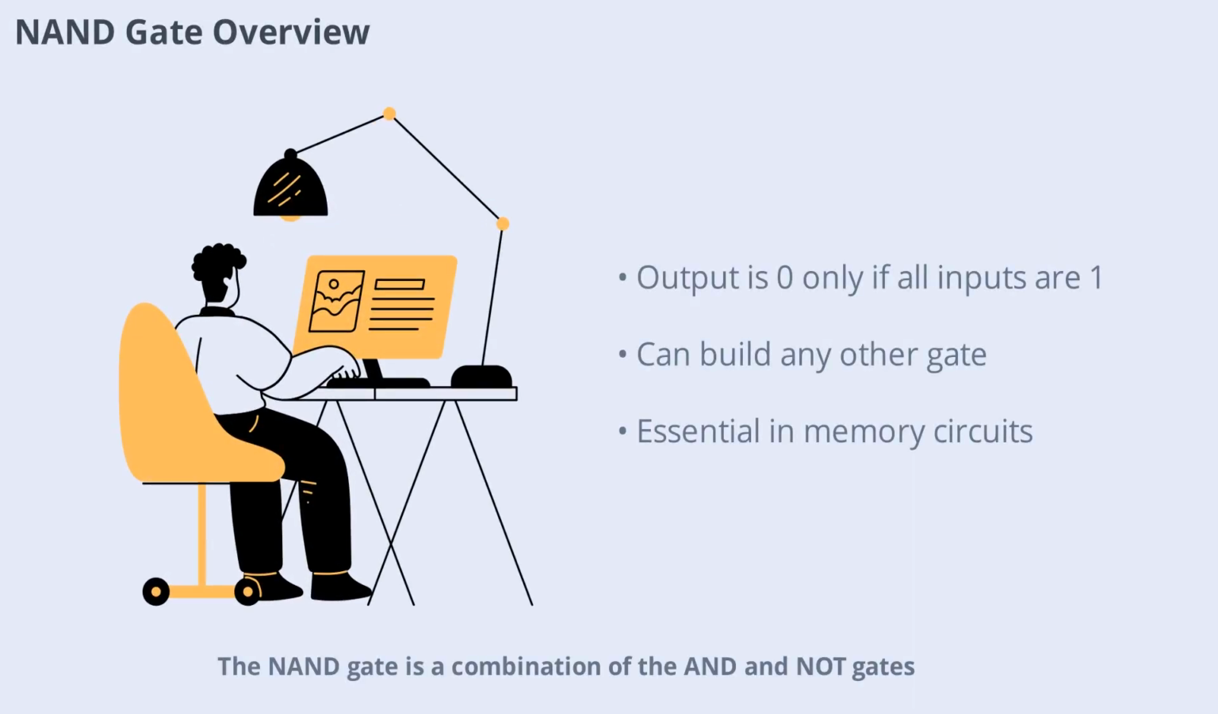The NAND gate is a combination of the AND and NOT gates. It outputs a 0 only when all its inputs are 1, otherwise the output is 1. This gate is widely used in digital circuits because it can be combined to create any other logic gate. NAND gates are the building blocks of memory and processing units in computers. Their versatility and simplicity make them a favorite among engineers designing complex systems.